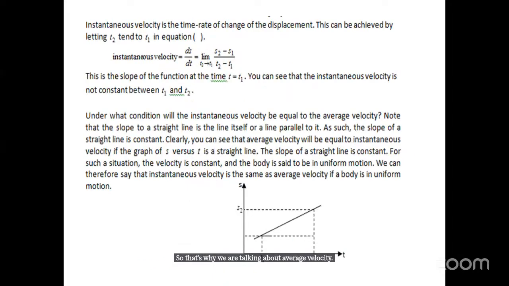Instantaneous velocity is the time rate of change of the displacement. And this can be achieved by letting T2 tend to T1 in the equation.